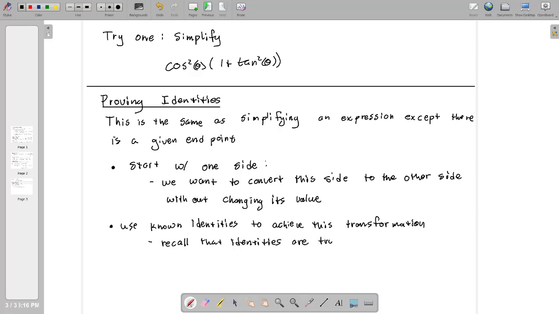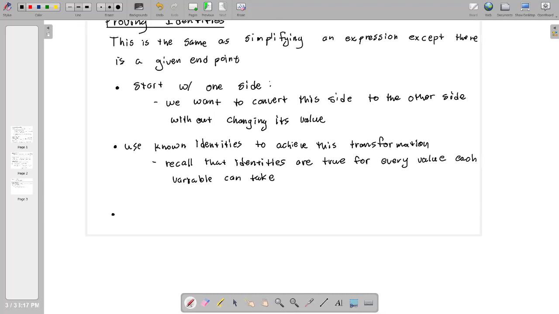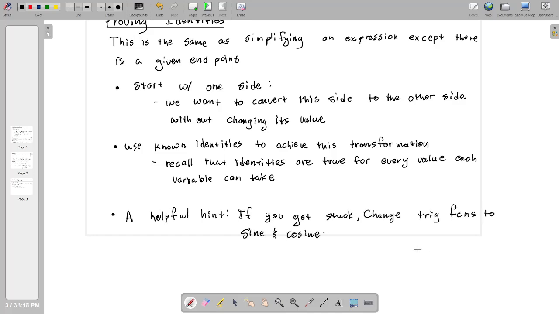Recall that identities are true for every value each variable can take. So that's what I mean by we start with one side and we convert to the other side without actually changing the value. When we use an identity to change its form, we're not actually changing the value because they are equivalent. We use an identity because it's equivalent for every possible value each variable can take. A helpful hint: if you get stuck, change trig functions to sines and cosines. Wherever it's possible, it's often a good idea to change everything in terms of sine and cosine and simplify from there. That usually helps.